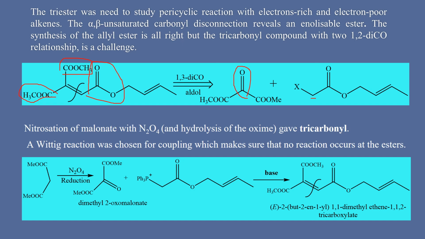So how is this carbonyl obtained? Having a diester, by the nitrosation of malonate with N2O4, this carbon is converted into a carbonyl compound, and by using this phosphorus ylide, as shown here, this alkene is obtained.